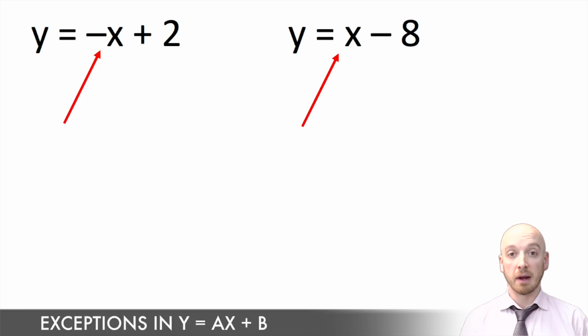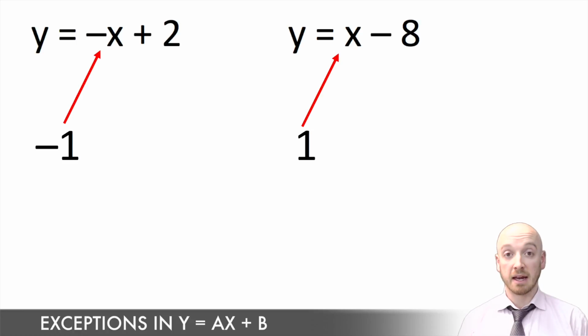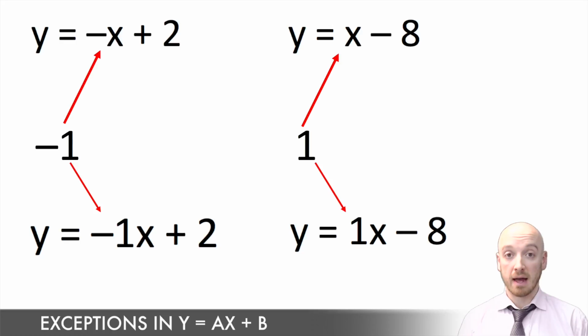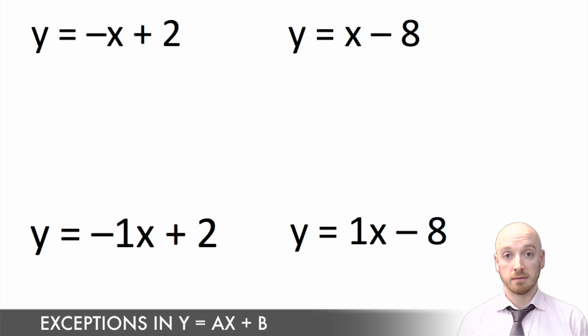When you don't have a number in front of a variable, it's like there's an invisible 1 there. So in the y equals x minus 8 example, out front of that x, there's an invisible 1. So the slope of that line would be 1. And in the y equals negative x plus 2 example, because it's negative x, there's an invisible negative 1 out front, meaning the slope of that line is just negative 1.